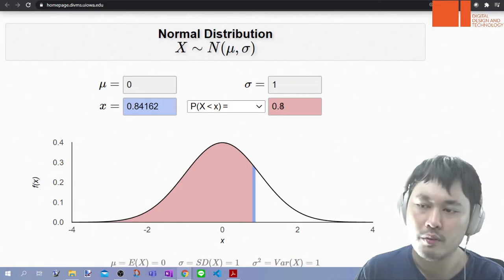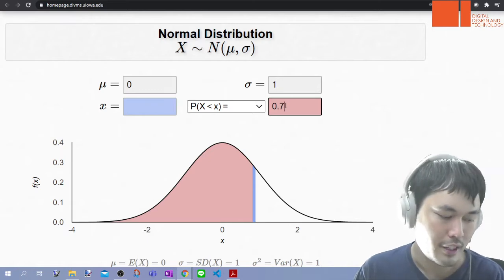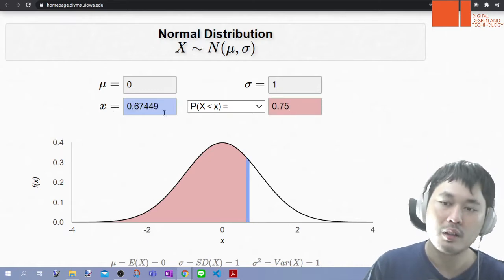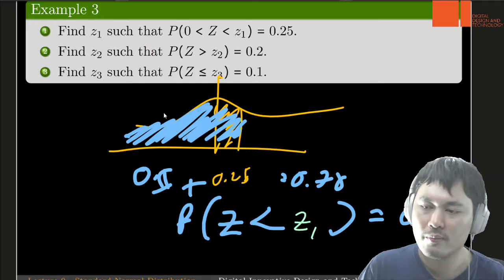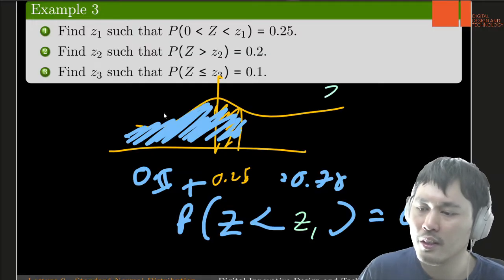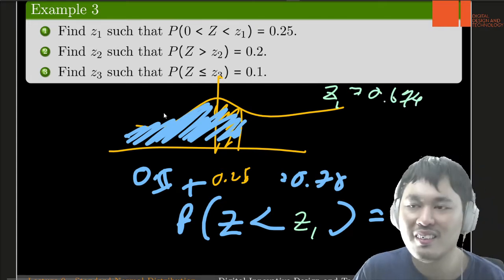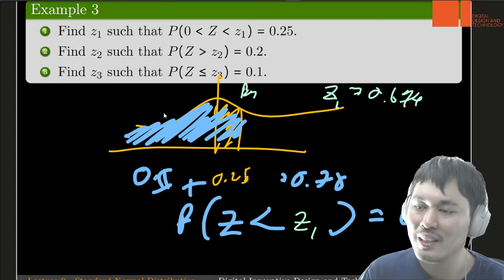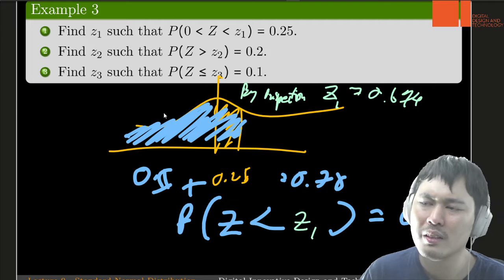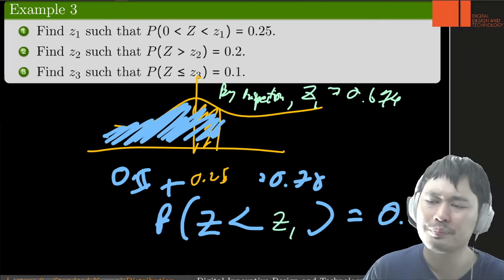So if you want it to be 0.75, put that in, and there we go. We have got about 0.674. So in the first question, you say it's about 0.674. Yes, that's the question. That's it. I would say by inspection or something, you get that value.